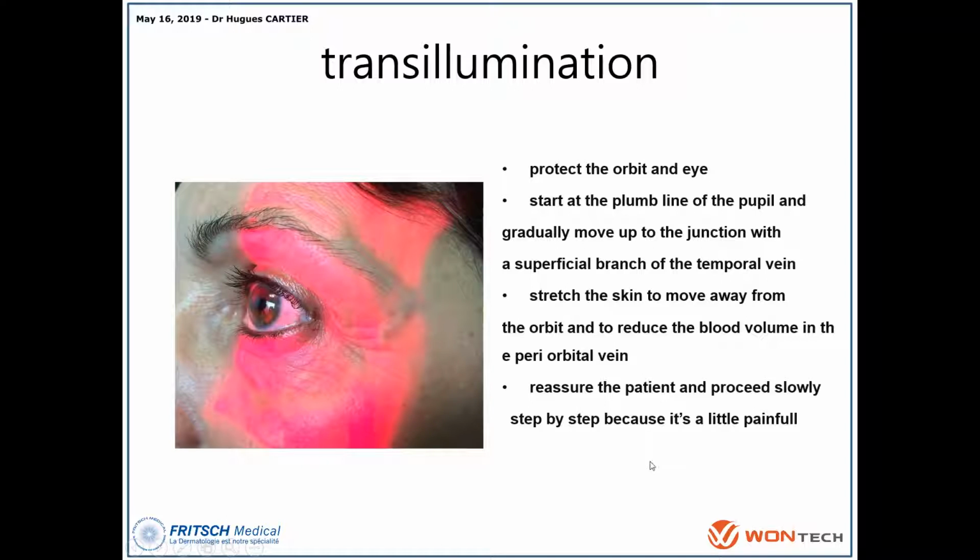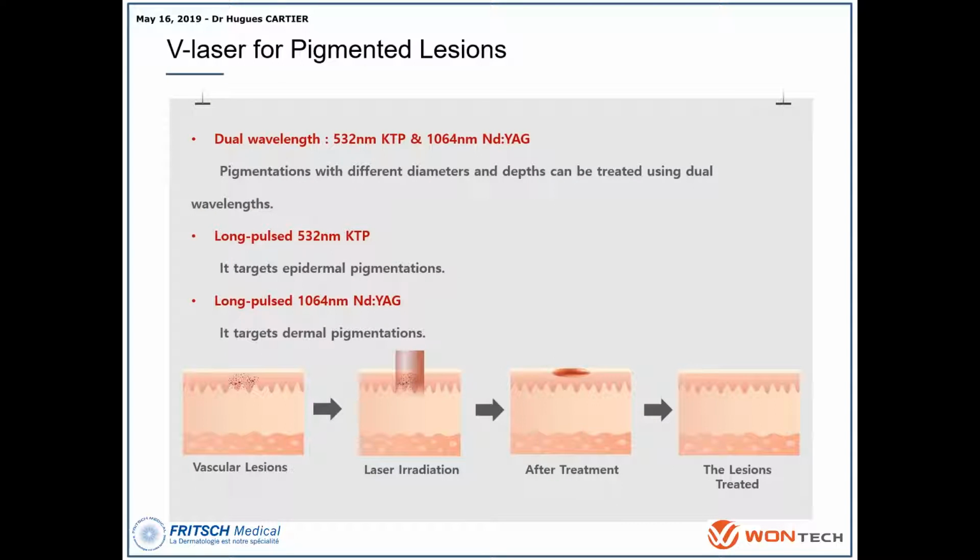Patients are a little anxious because they understand you are very close. So if you are not sure to treat only above the bone, don't treat the patient. Very important. For pigmented lesions also, it's very easy because you can also use both. For dermal pigmentation it is the 1064. For epidermal disorders, you can use a green light to treat more superficially. So you have the possibility to choose what you want.